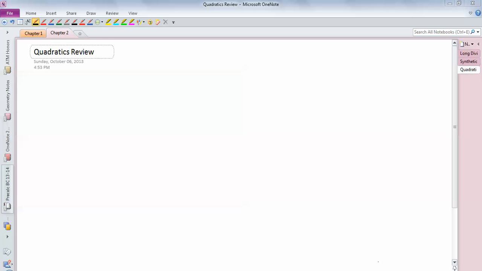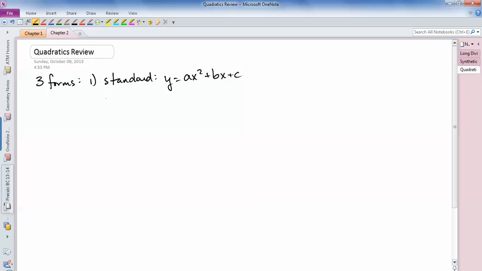Okay, so let's take a look at some review of what we know about quadratics. Remember, there are three main forms that typically get used for quadratics. Usually you list off standard form first, which is y equals ax squared plus bx plus c. And then we've got vertex form, which is y equals a(x minus h) all squared plus k.